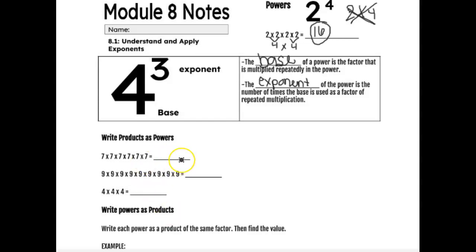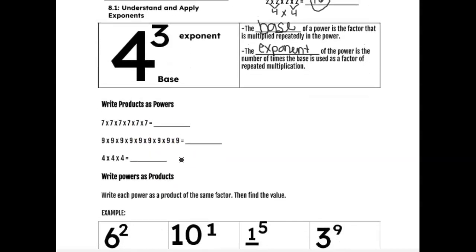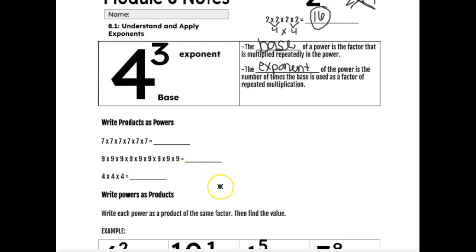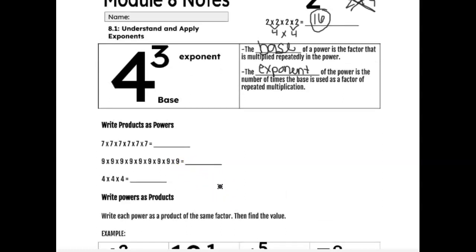Okay, let's take a look down here. We're going to write products as powers. So we're going to go the opposite way, and we are going to take this long thing and turn it into something that looks like this power with the base and an exponent.